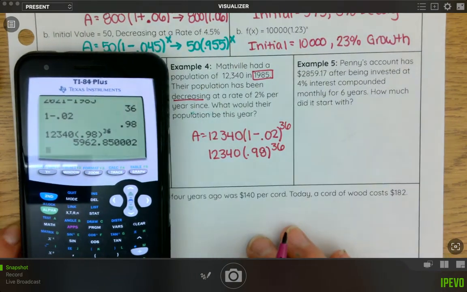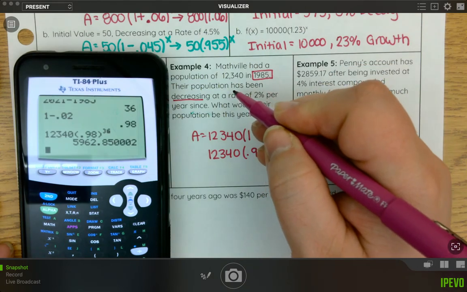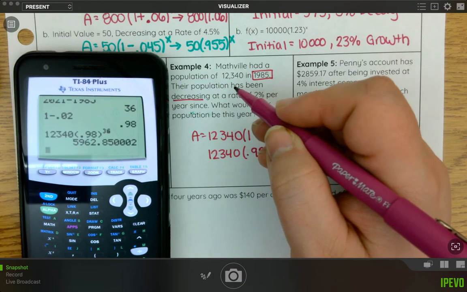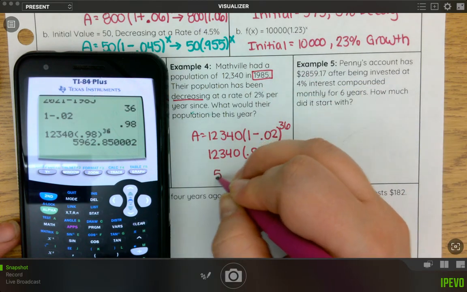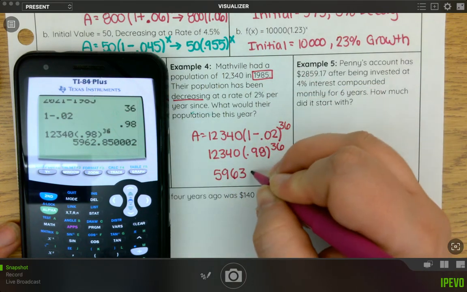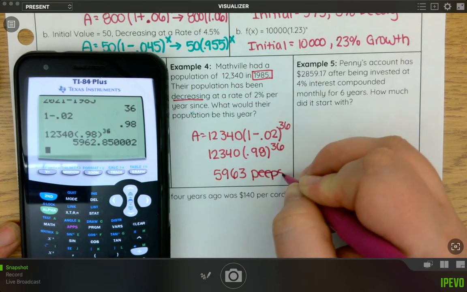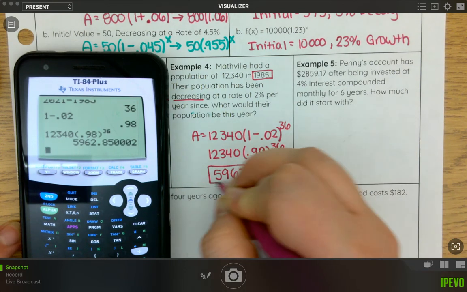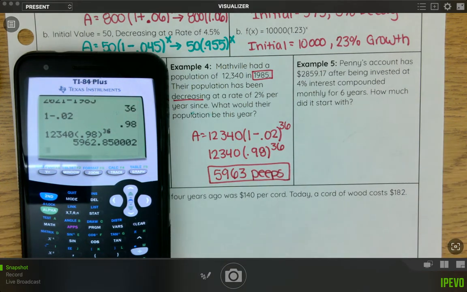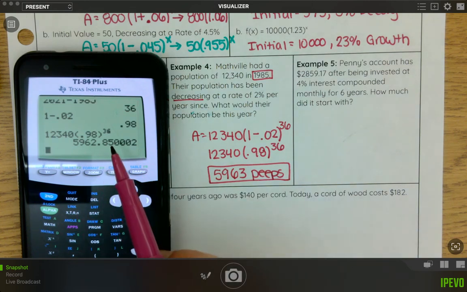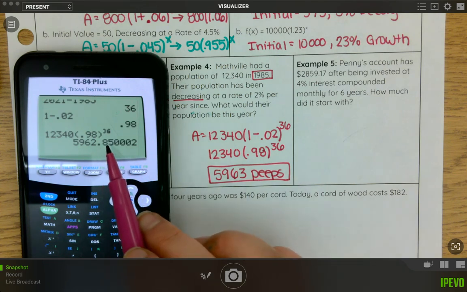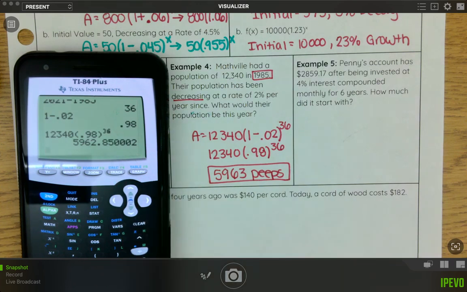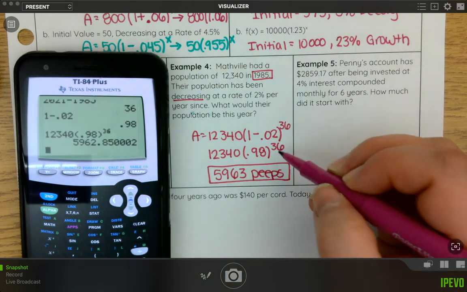Now, looking back at this problem, this is how many people there are. So I have to round to the nearest whole person, which would be 5,963 people. I'm just going to put peeps. You can't have 0.85 of a person. Now, there are some people who round down because they're like, you've already lost that extra part of a person, so you got to round down instead of up. Since this 0.85 doesn't count as a whole person, it has to go down. That's fine if you want to round it that way. I don't really care. As long as I can see your work, I'm happy.